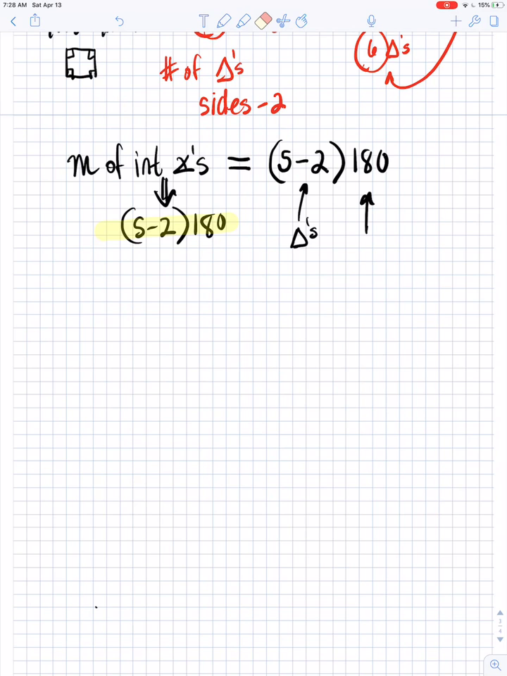All right, let's continue our discussion of the interior angles of polygons. We just came up with this formula. Turns out that we can find the measure of the sum of the interior angles of any polygon by simply subtracting 2 from the number of sides and then multiplying that by 180 degrees. All right, so then I might be asked this question.